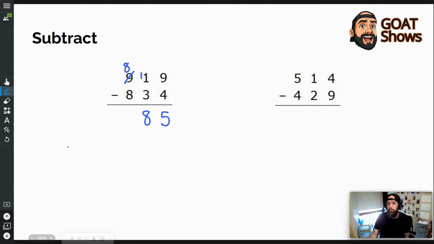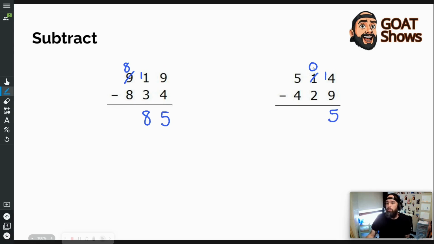So I'm going to just end up with 85 as my answer. Okay? Let's do it again. Go all the way to the right. We have 514 minus 429. Go all the way to the right. 4 minus 9. I can't do it. So let's borrow 1 from 1 and make 1 a 0. So now I have 14 minus 9. 14 minus 9 is 5.